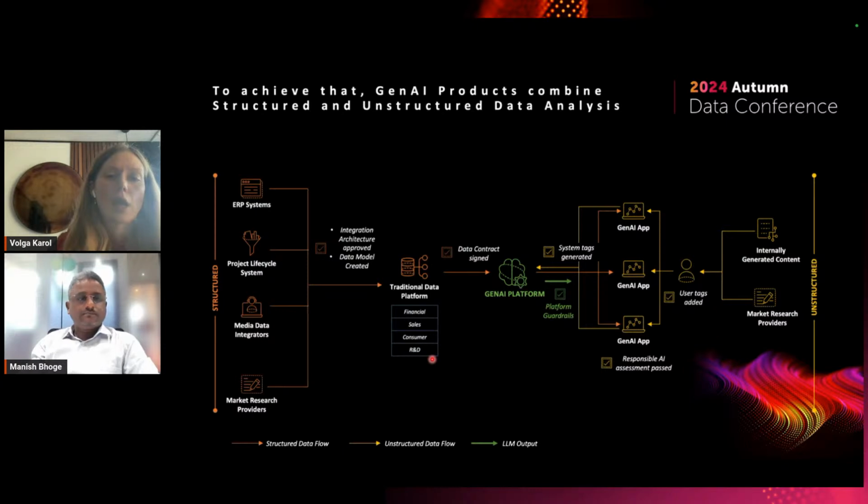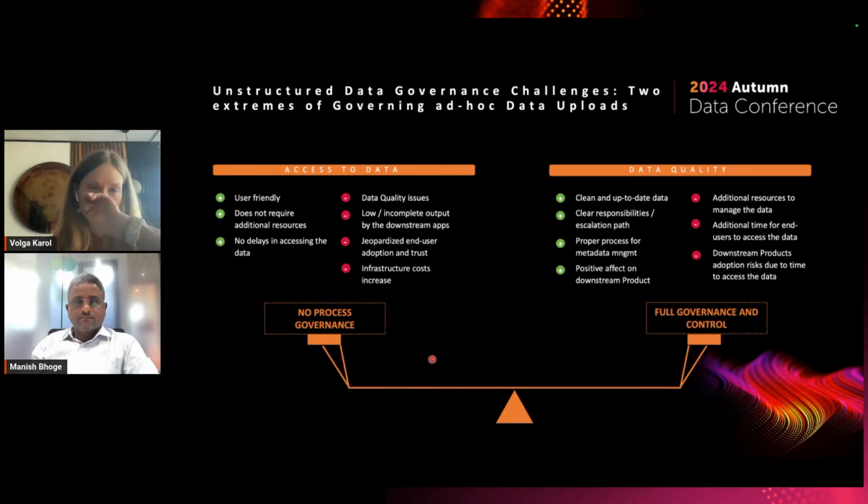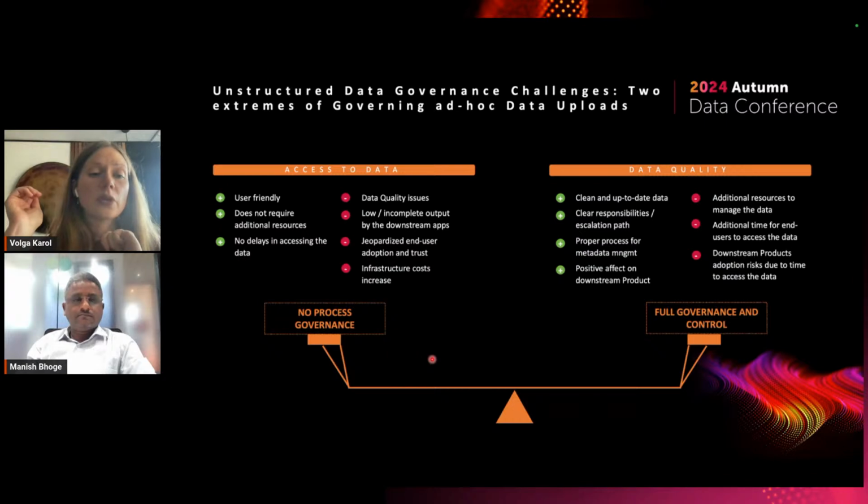So just to take a bit of a step back, there are two extremes of managing unstructured data. The first one is not governing the data at all, and the second one is full governance control. When we talk about non-governance at all, basically people upload what they want when they want, without proper tagging and proper control of what the data is in the platform. It provides very fast access to the data, but then long term, the quality of the data will decrease a lot.